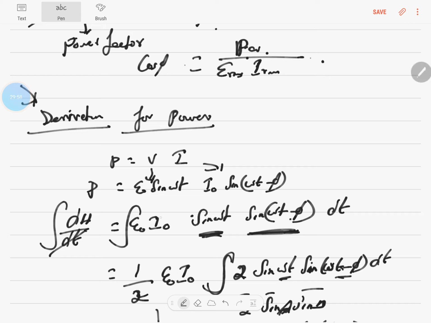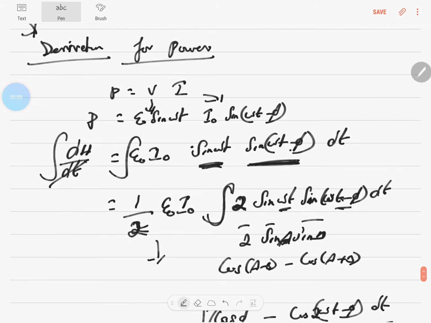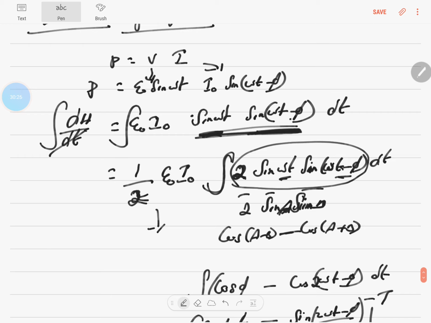Now E naught and I naught club together, you get sin omega t and sin omega t minus phi together. You can multiply and divide by 2. People who are learning mathematics from me, it will be self-explanatory, I have done all this. So multiply and divide by 2, you can't integrate sin omega t and sin omega t minus phi together. So this is nothing but 2 sin A sin B, which is cos A minus B minus cos A plus B.